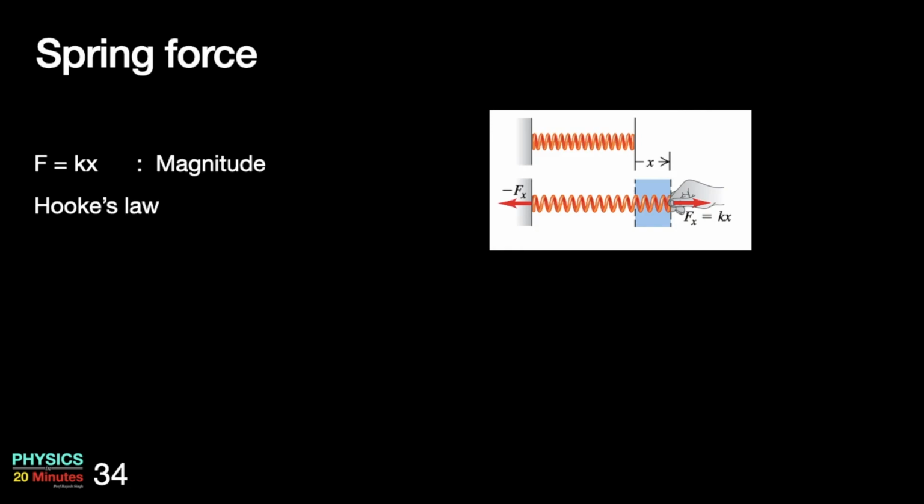And if I plot a graph of F versus x, how would it look like? A linear graph. From where will it pass through in the graph? Origin. You can see that if x is 0, F is also 0.